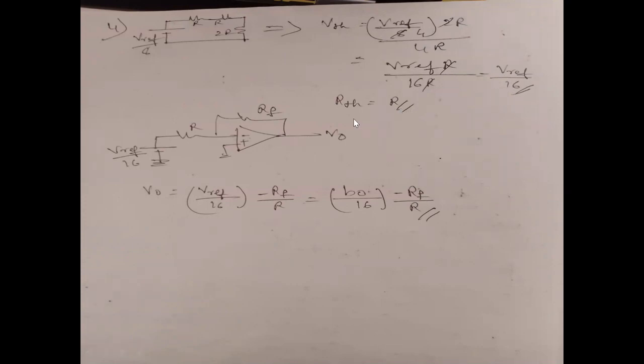Okay, so this would be the input to your inverting input. So the output is going to be V reference by 16 into minus RF by R. Instead of V reference, we have considered the binary input V0 as an input. So we will replace V reference by V0, and the output of your inverting amplifier would look like this, which is minus RF by R into V0 by 16.